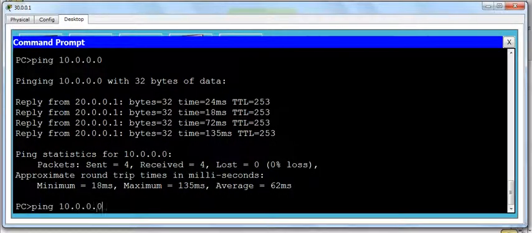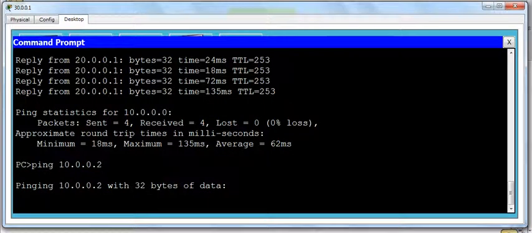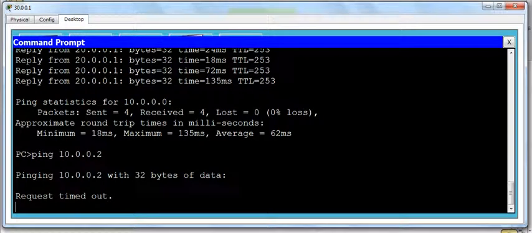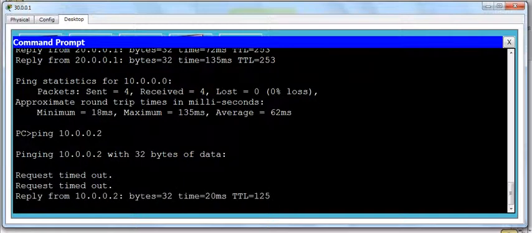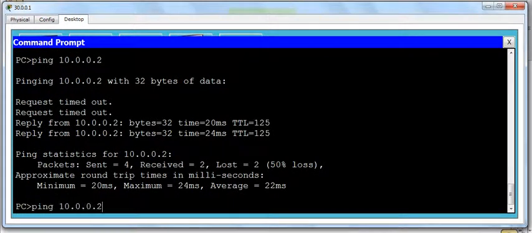Alright, so I can also ping 10.2, which is another PC on router 1. Yep, we get the reply.